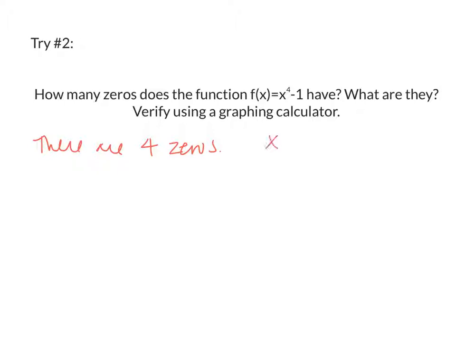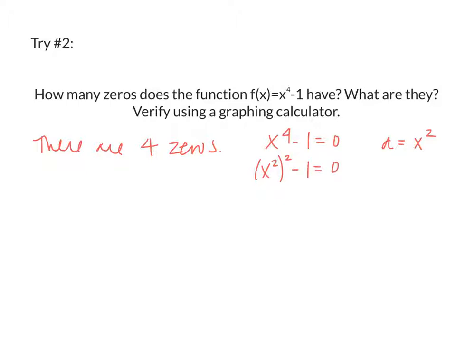And let's figure out what they are. So x to the 4th minus 1 equals 0. Again, like I said, to be able to factor this by hand, since there is no greatest common factor, we're going to have to use the substitution method. So I'm going to replace a as x squared. So this is really x squared minus 1.